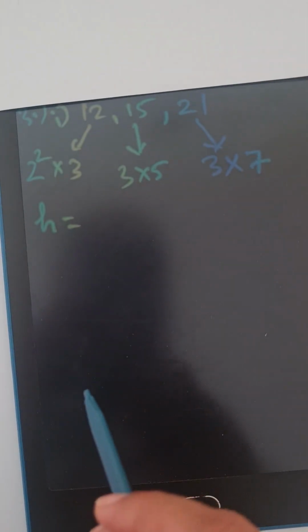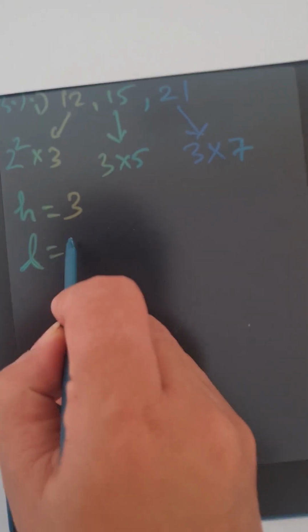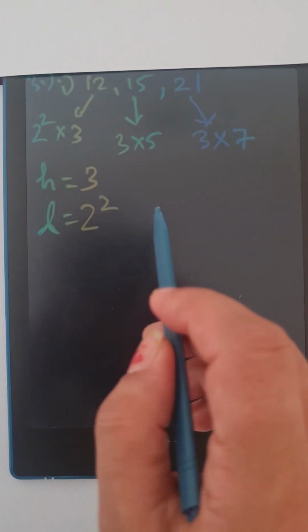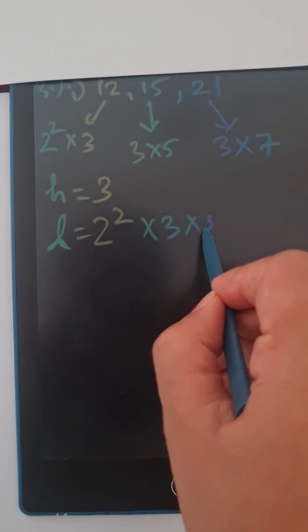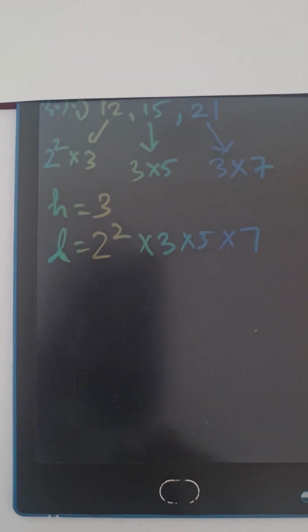3 7s are 21. So now here the HCF will be, see the common number. Is there any common number? 3 is common. So 3 is the HCF. Now the LCM: 2 raised to the power 2, put all the possible numbers. Then there is one 3. Then 5. Then 7. Any other possibility? No.